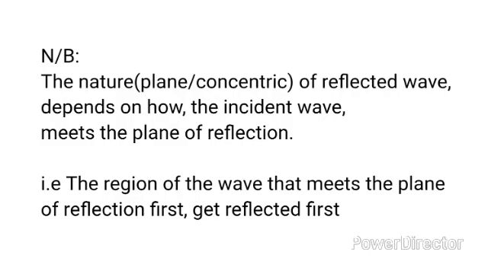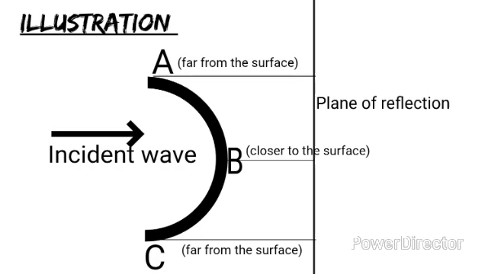The region that meets the surface of reflection first will be reflected ahead of the other regions that will be reflected later. And when this particular wave meets the surface at the same time, then all the regions will be reflected at the same time, and therefore the reflected waves will definitely be plane waves. Now, if we consider this particular wave and we want to talk about three regions, we have region A, region B, and region C. And of course, the plane of reflection is a plane surface, or a flat surface.